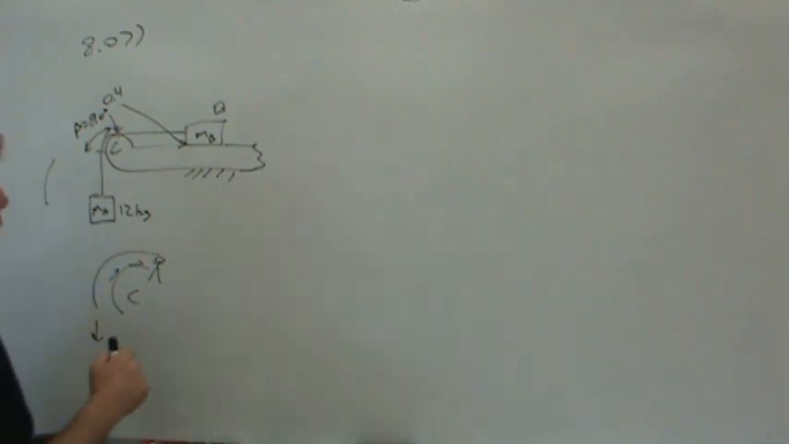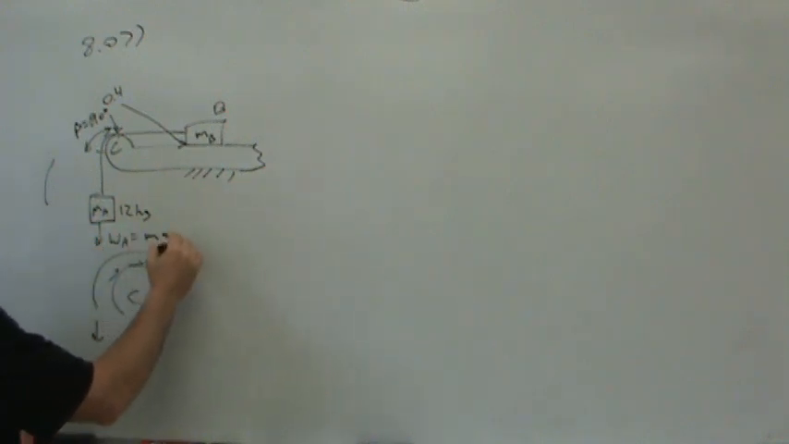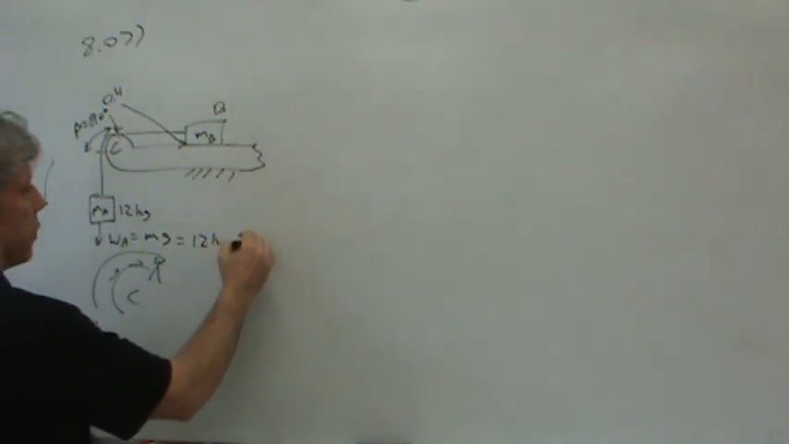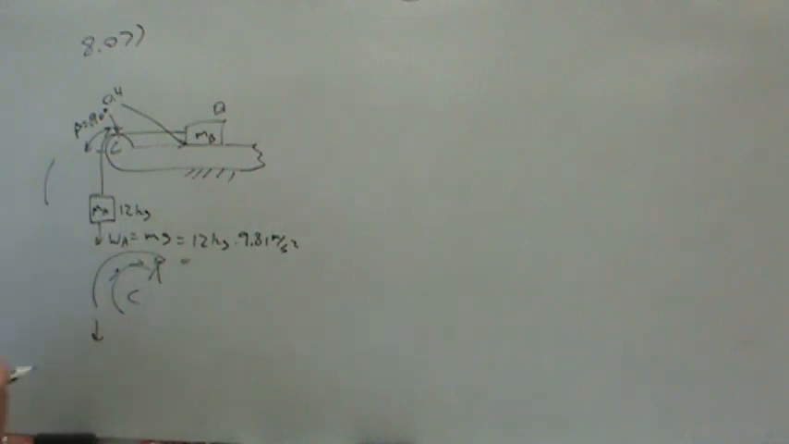So, if we know how much weight is represented by A, well that's mass times acceleration of gravity, 12 kilograms times 9.81 meters per second squared. Calculate that for me if you would. That's roughly 120 or so newtons, a little less.